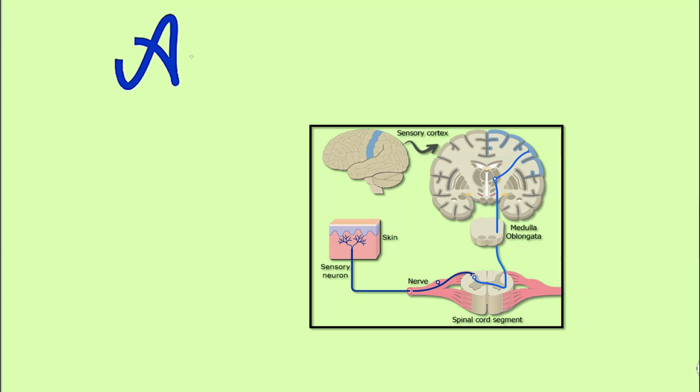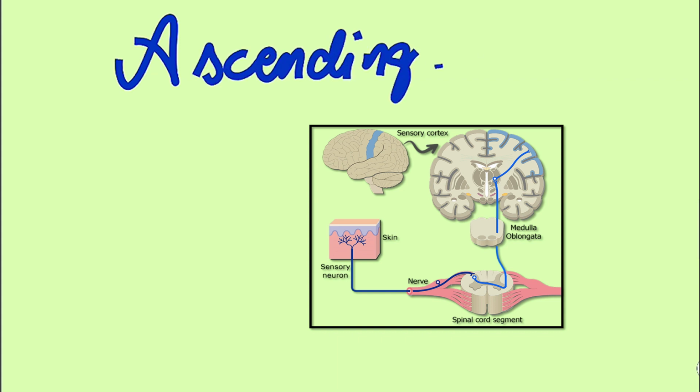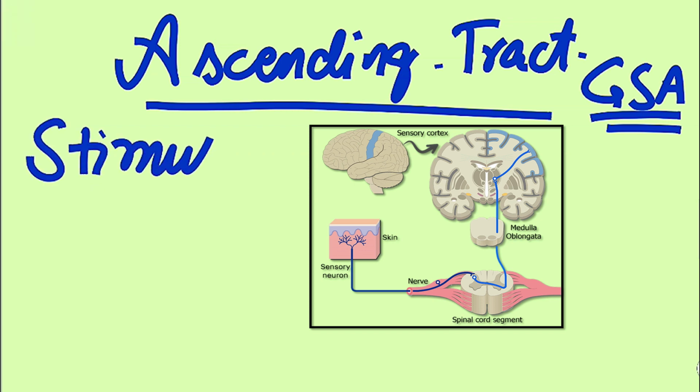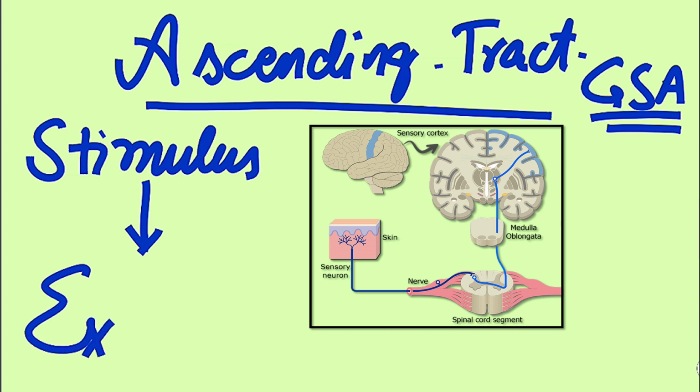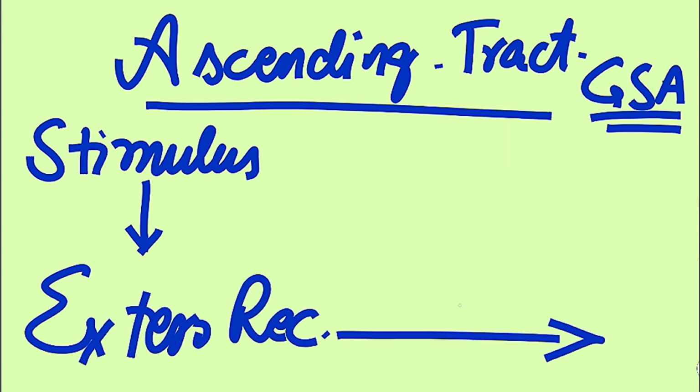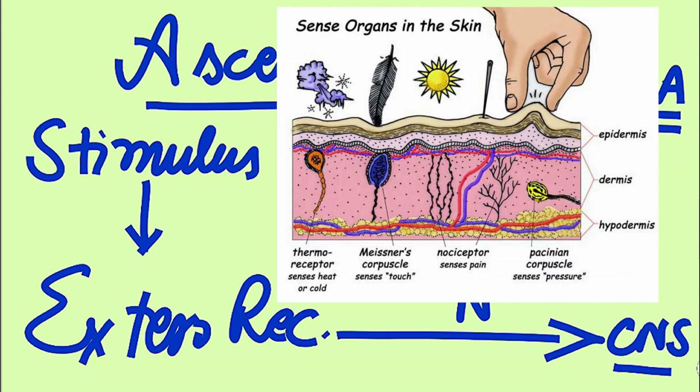So today's lecture is about the ascending tracts of the spinal cord. These are the sensory spinal cord tracts. This is basically the detail about the general somatic afferent component. In the general somatic afferent component, we have a stimulus that is perceived by the exteroreceptors, and from the exteroreceptors, neurons will carry this information to the central nervous system. We have various types of stimulus which are carried by different ascending tracts.